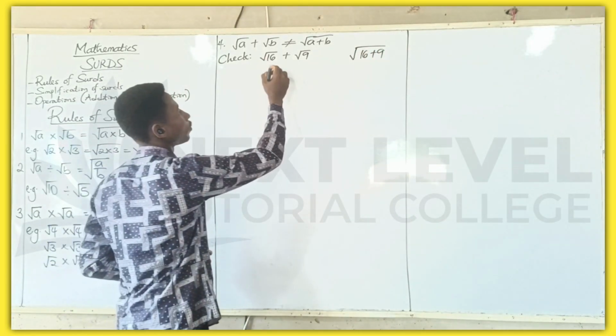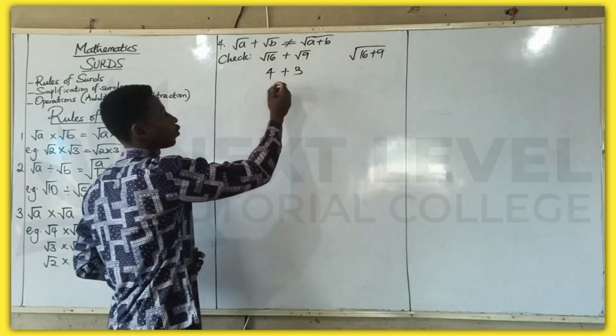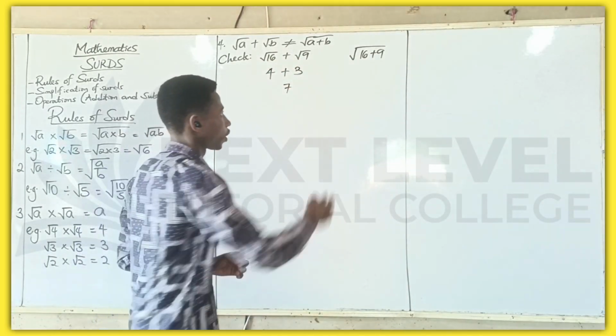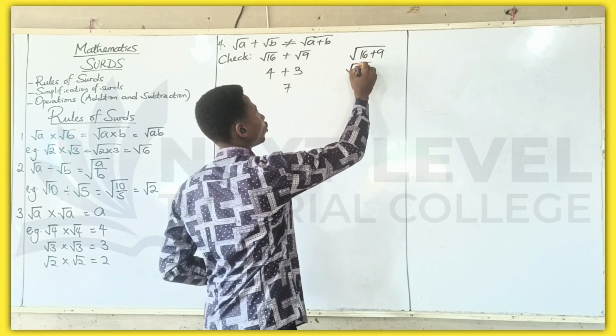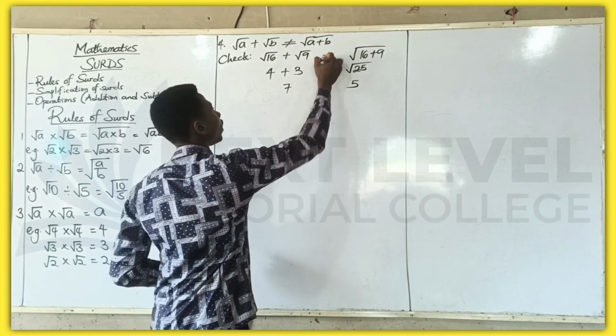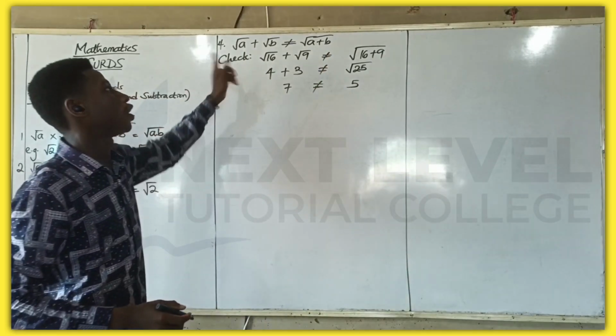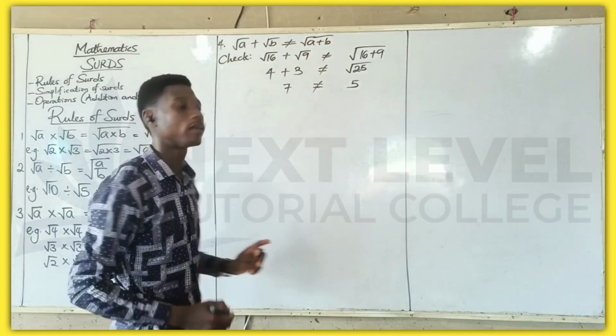SURD 16, square root of 16 is 4. SURD 9, square root of 9 is 3. If we have 4 plus 3, that is 7. Here, when we add the two of them, we have SURD 25, and square root of 25 is 5. So we can say that they are not equal. So when you see SURD A plus SURD B, do not combine them like that.